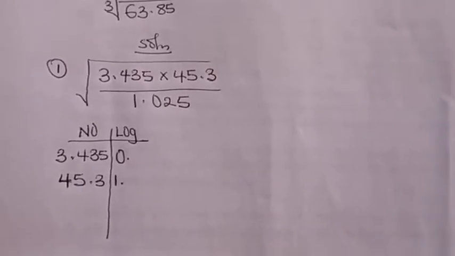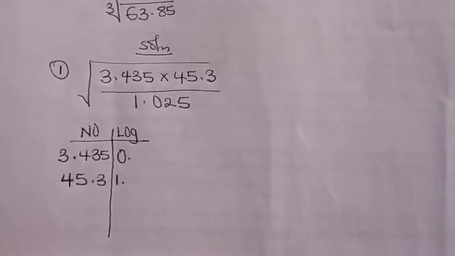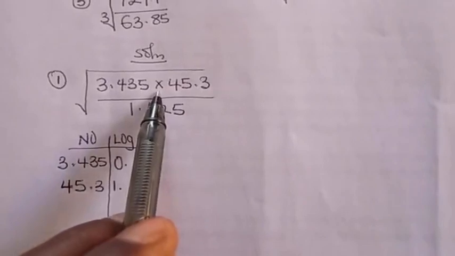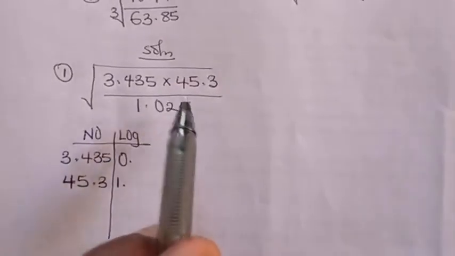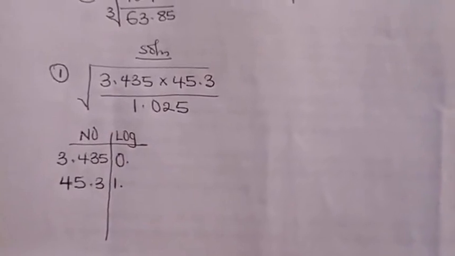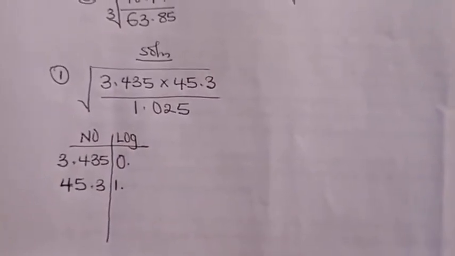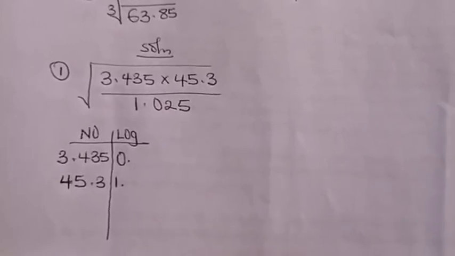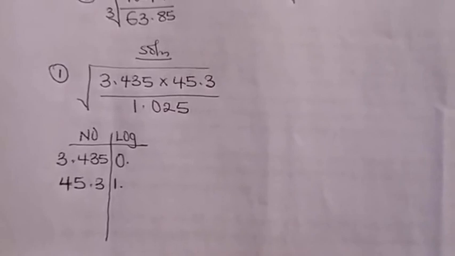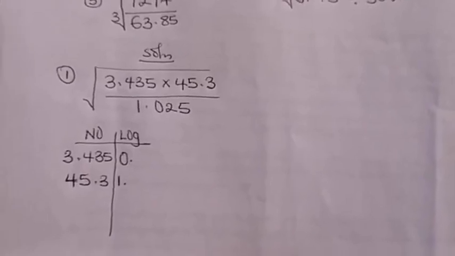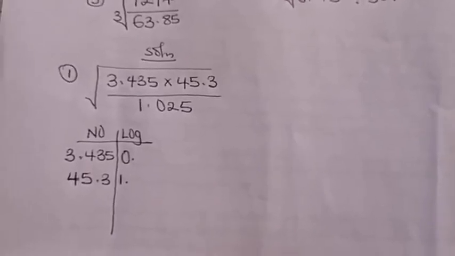So when you look at this question, we're going to apply 3 different laws. First, we'll begin with the multiplication law, which is what we have here in the numerator. Next, we'll proceed to the division. And lastly, we'll apply the root law. The multiplication law of logarithm states simply, if you are multiplying numbers, you add their logarithms. If you are dividing, you subtract their logarithms. That's for the division law.